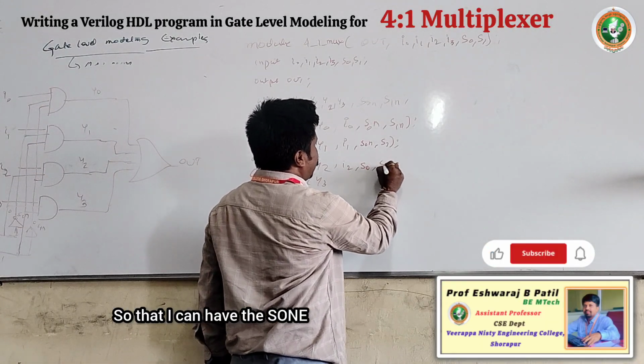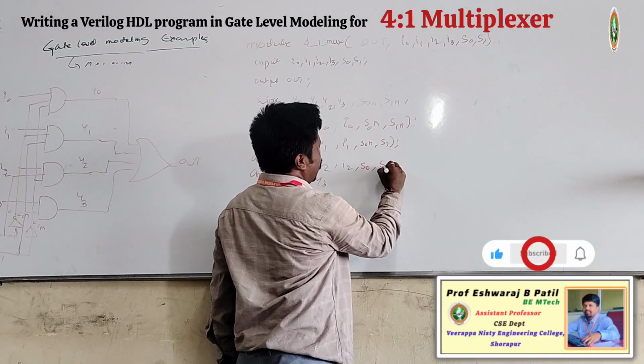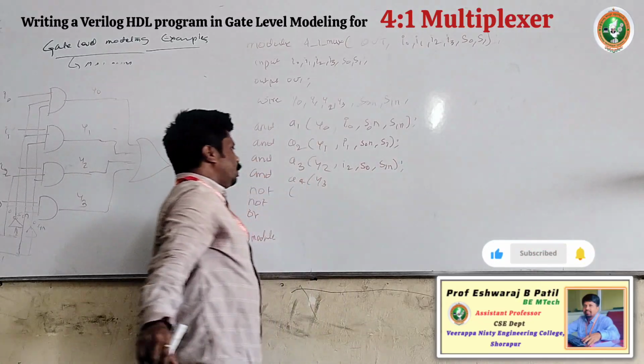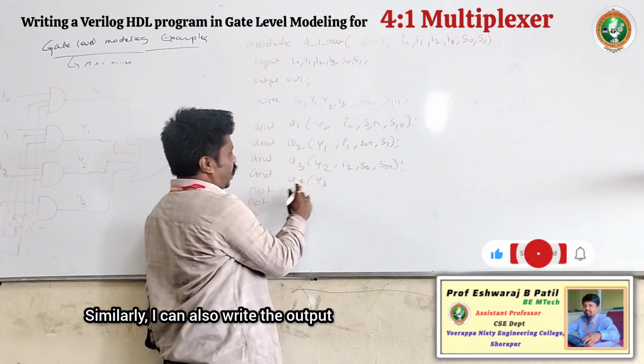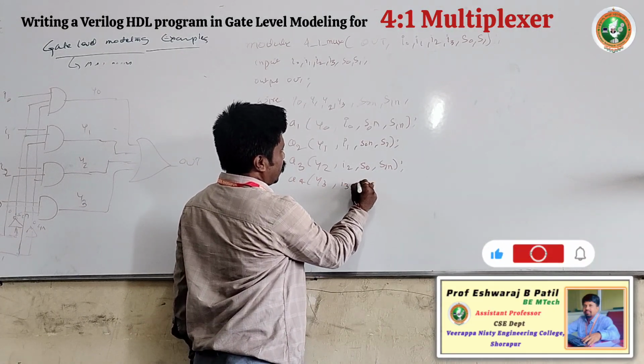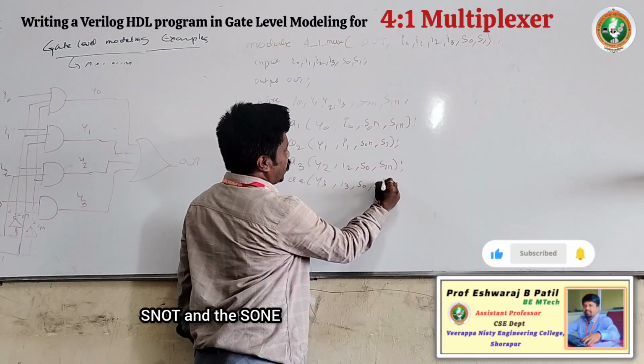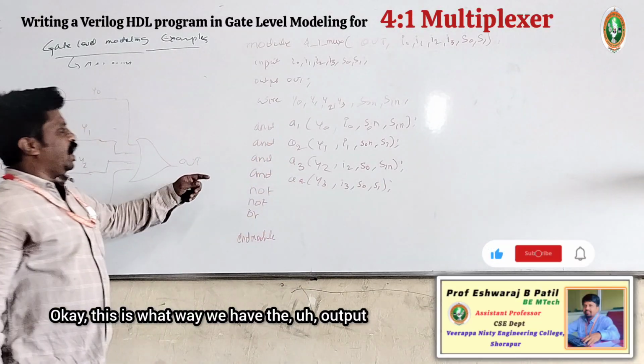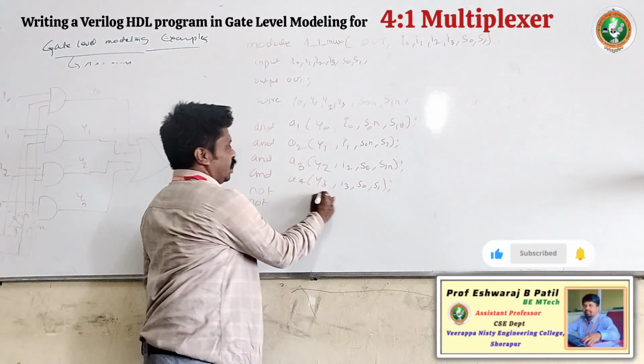S1n. Similarly, I can also write the output for the AND gate, that is I3, S0 and S1. Okay, this is the way we have the inputs and outputs.